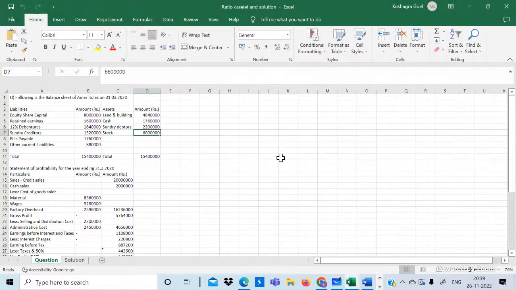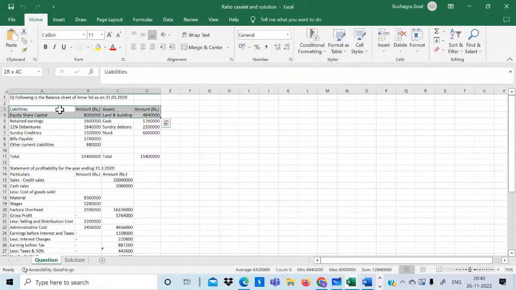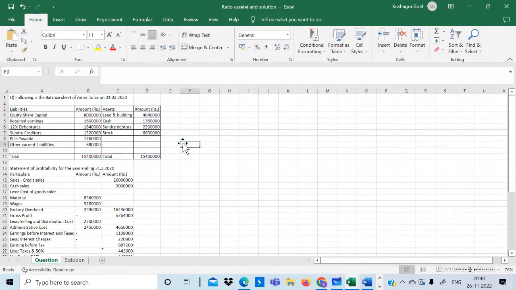Okay. Let's look at the caselet. If you look at this caselet, they've given you the balance sheet of Amar Limited as on 31st of March. They've given you the liabilities, the respective amount. They've given you the assets, the respective amount. And finally, the balance sheet total is also given. So that's your balance sheet. You have equity share capital, you've got retained earnings, that's nothing but your reserves and surplus. They've got debentures, creditors, bills payable, other current liabilities. Then they've got land and building, cash, debtors, stock.